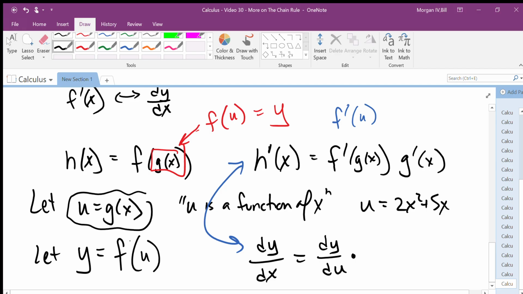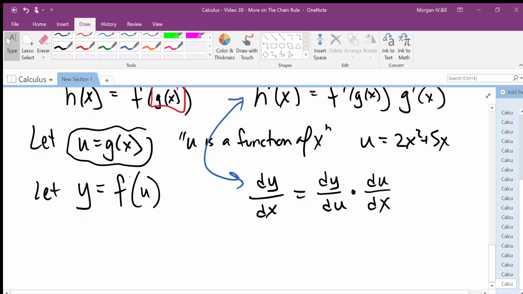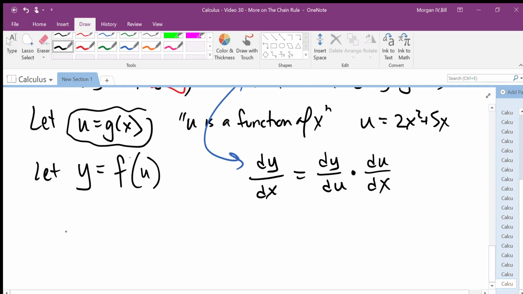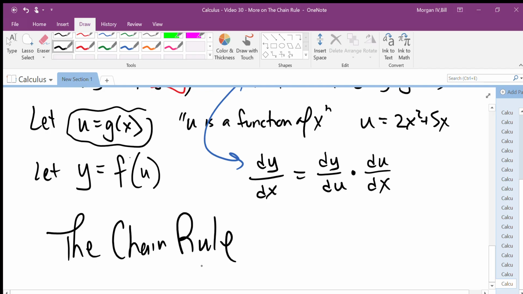Well, g is u, so g prime would be like u prime. U prime, since that's a function of x, we could think about as the derivative of u with respect to x. In other words, the derivative of y with respect to x is equal to the derivative of y, the outside function, with respect to u, times the derivative of the inside function with respect to x. And that is the alternative notation for the chain rule. It means the same thing.